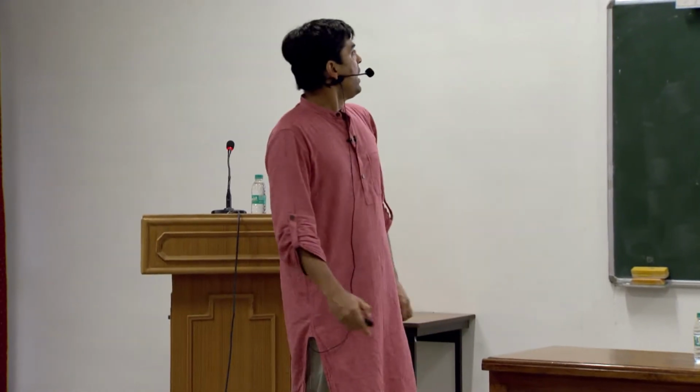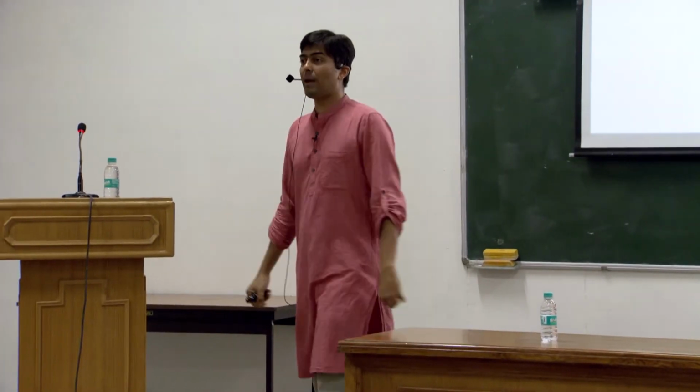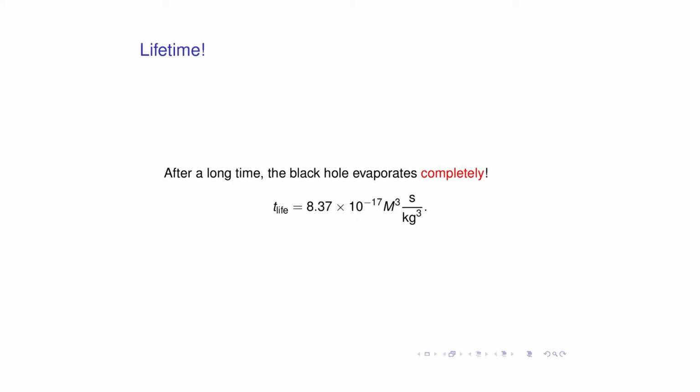Okay? Now, what this means is the following. It means that if you wait for long enough, if you take a black hole and you wait for really long, then the black hole will eventually lose all of its mass through this Hawking radiation. Okay? So a black hole is not only not black, not exactly black, it radiates, and this radiation has a physical consequence. It means that black holes have a finite lifetime.